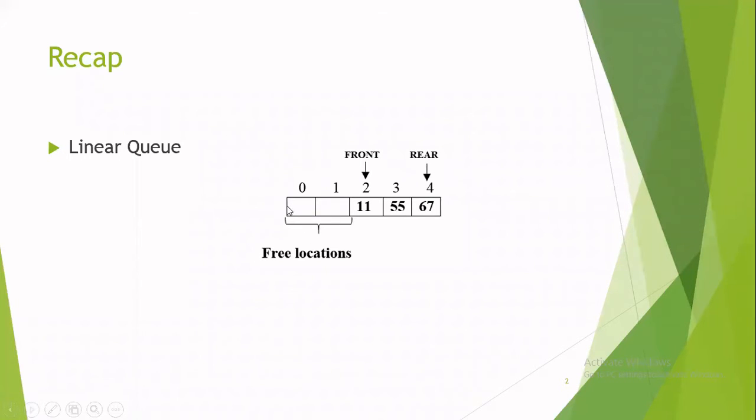After performing two deletion operations on this linear queue, the front pointer is moved to index location 2. Now the front pointer is pointing to the element 11. In this scenario, there are two empty memory locations, but still you cannot insert any element into these locations.